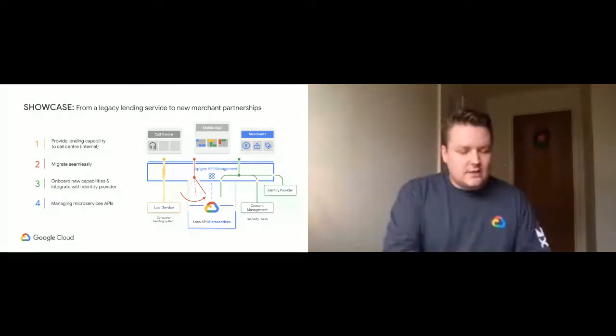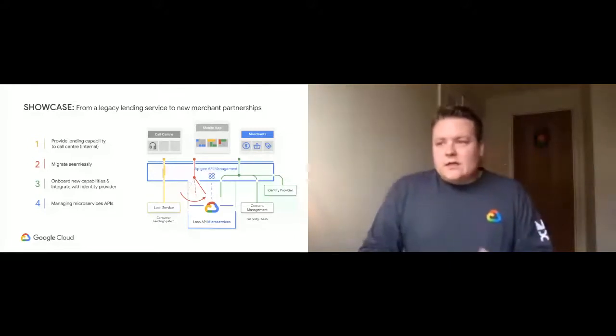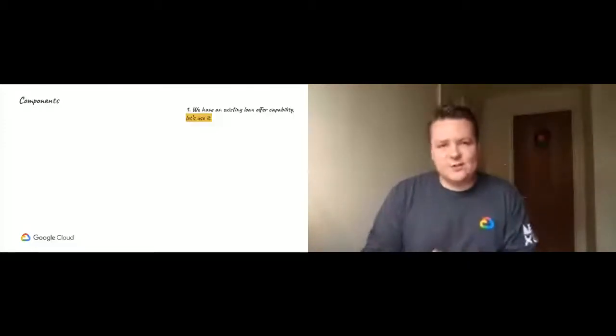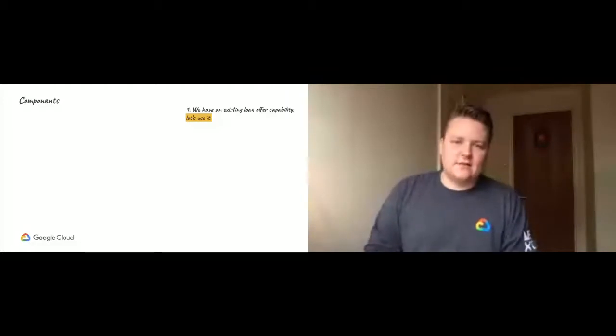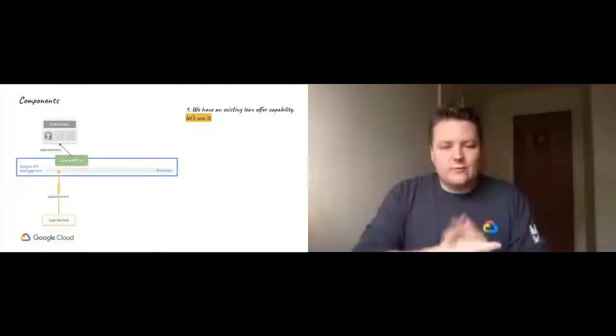All right. So let's have a look here. Let's have a look at the components. So an architecture diagram that I've drawn up here. So first step is we have an existing loan offer capability. Let's use it, right? As simple as that. So here, we start off with this diagram.